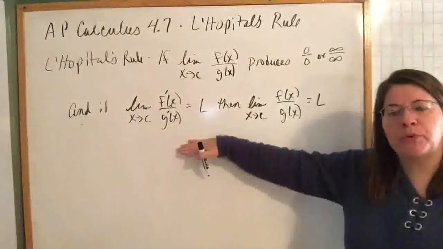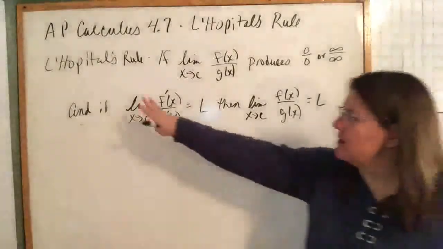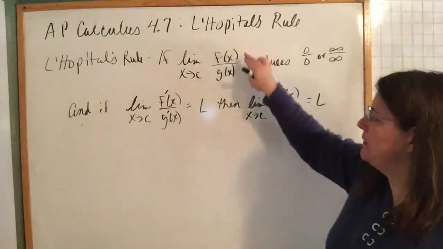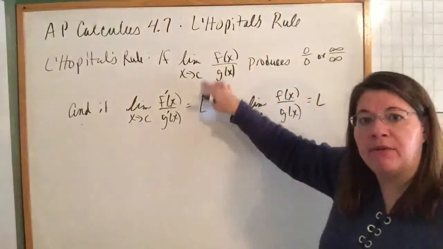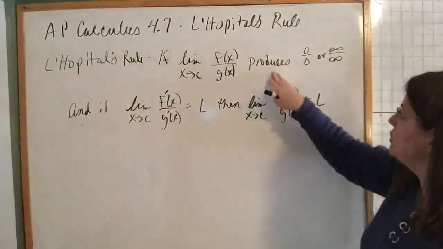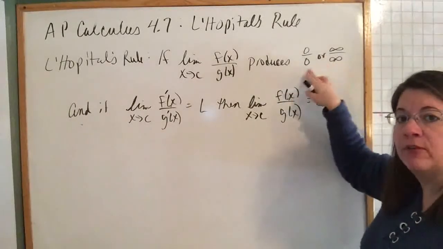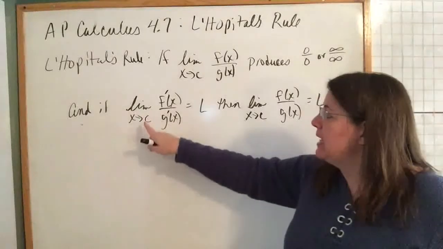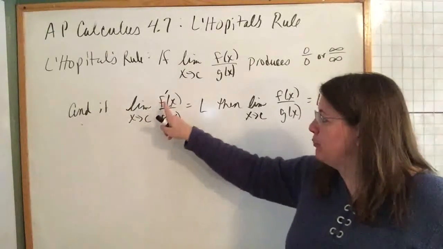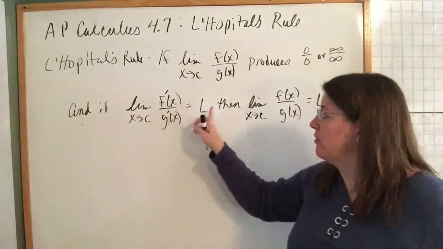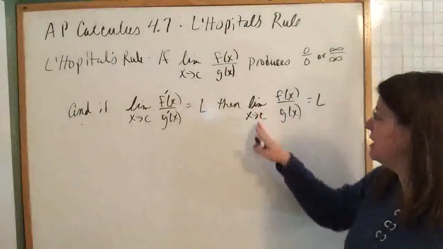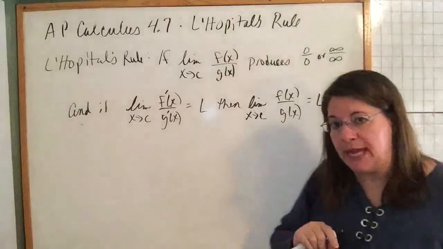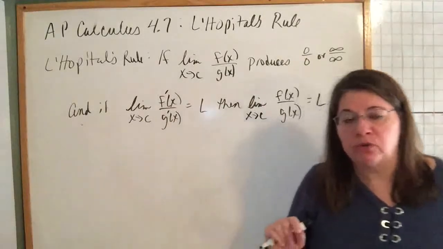So here is L'Hopital's rule written out. It basically says, if the limit as x approaches c of f of x over g of x, so we've got the limit of a function over a function, produces the indeterminate form 0 over 0 or infinity over infinity, and if the limit as x approaches c of f prime of x over g prime of x equals L, then the limit as x approaches c of f of x over g of x is also equal to L.